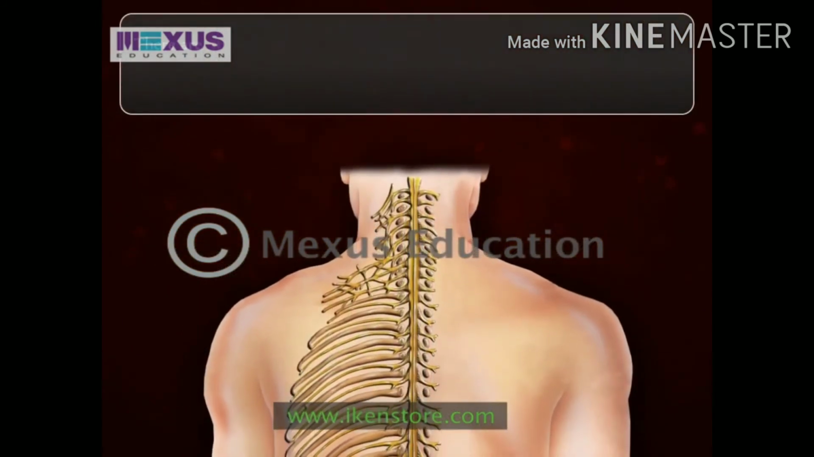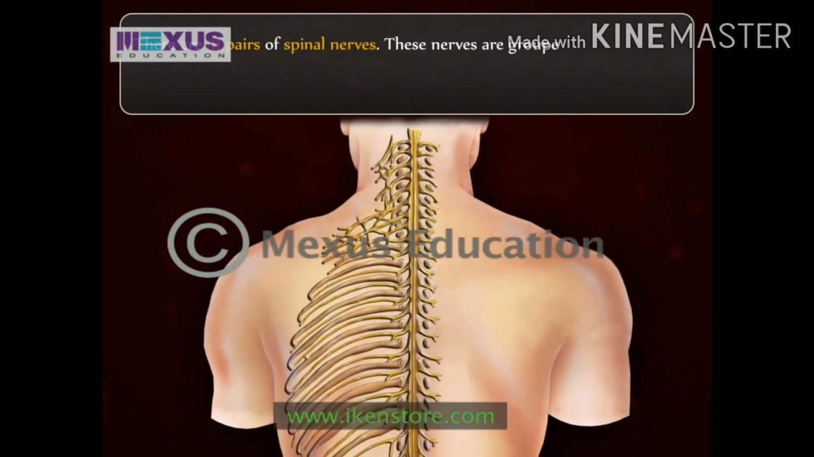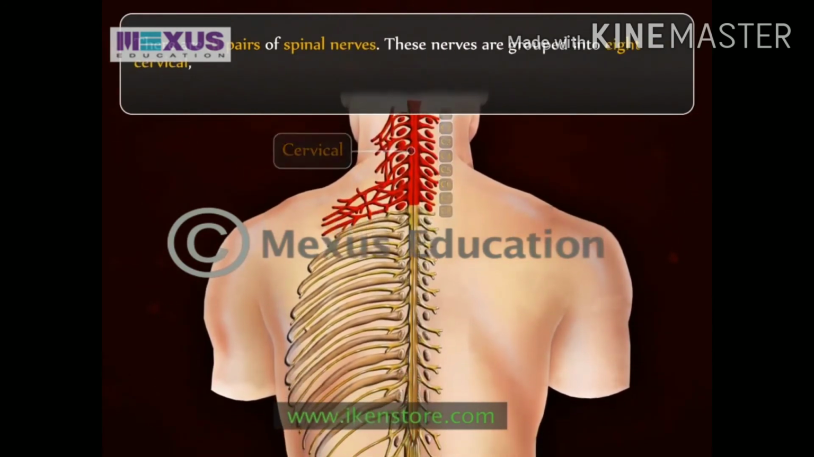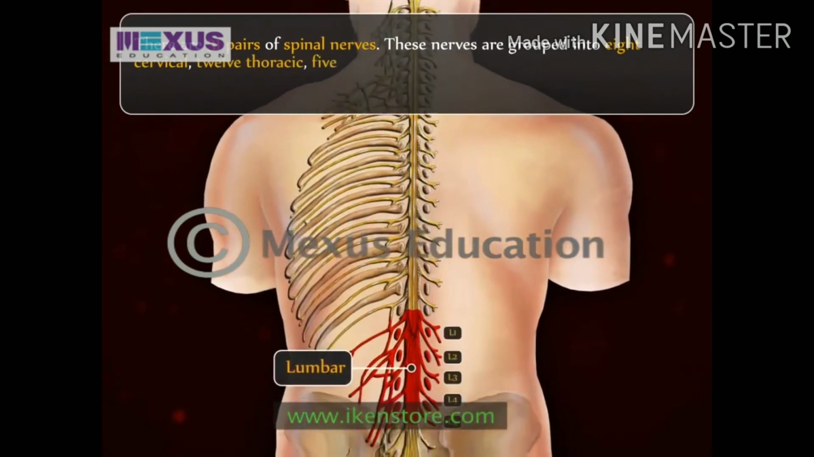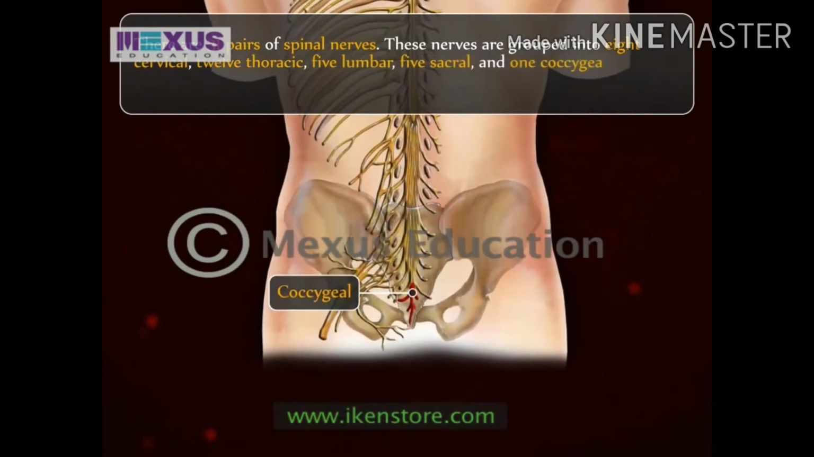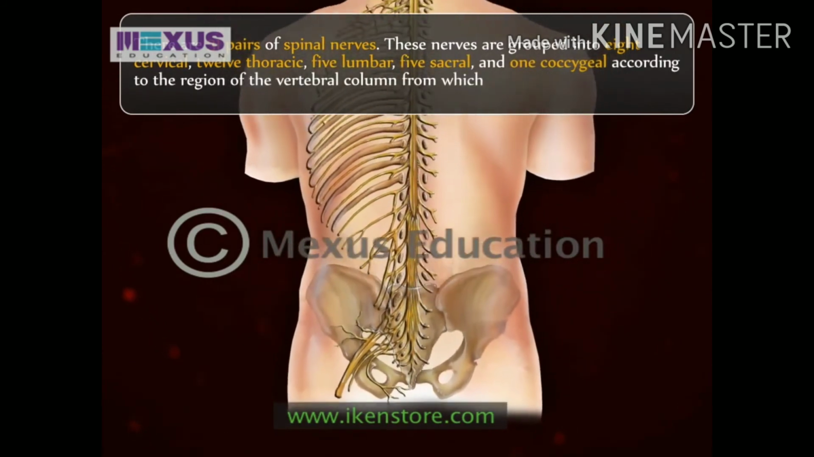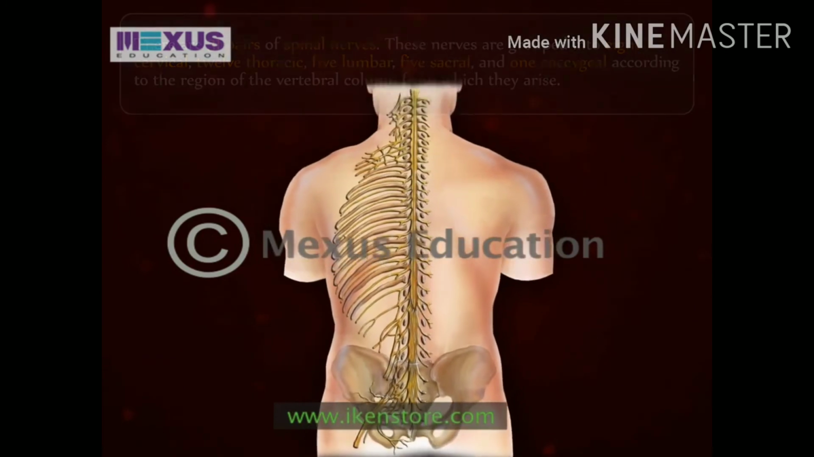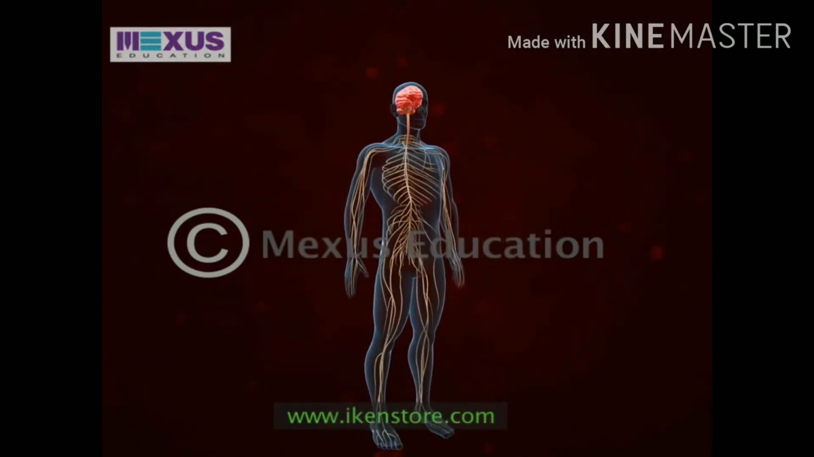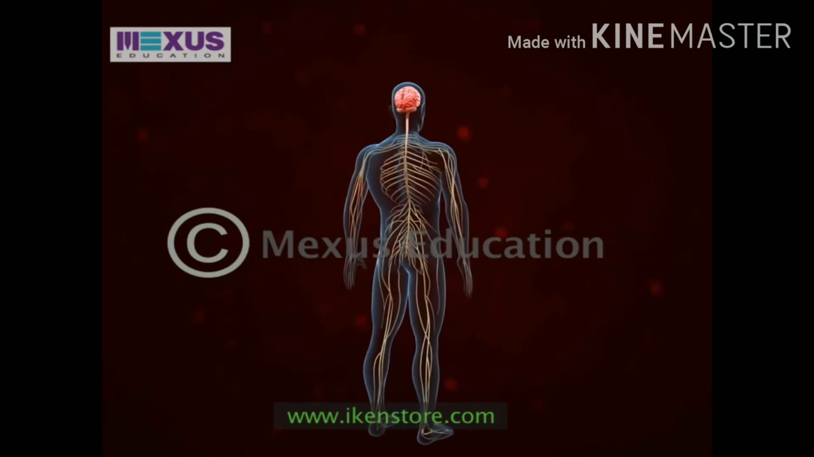There are 31 pairs of spinal nerves. These nerves are grouped into 8 cervical, 12 thoracic, 5 lumbar, 5 sacral, and 1 coccygeal, according to the region of the vertebral column from which they arise. All of the spinal nerves are mixed, that is, they contain both sensory and motor neurons.